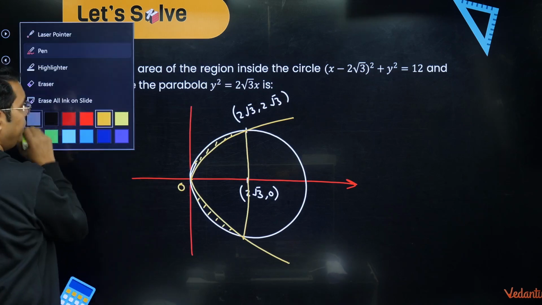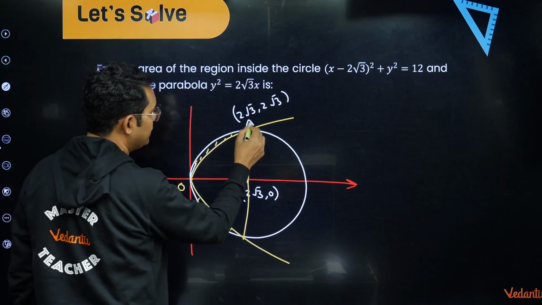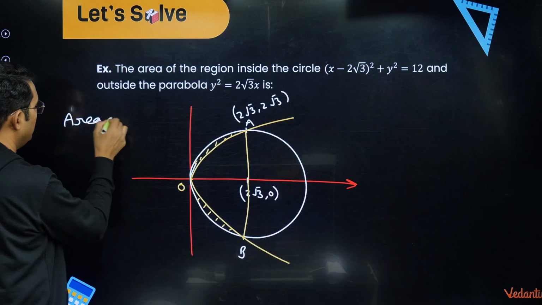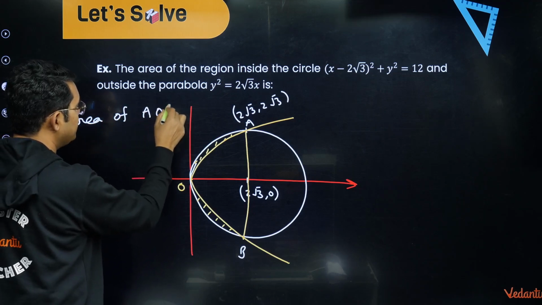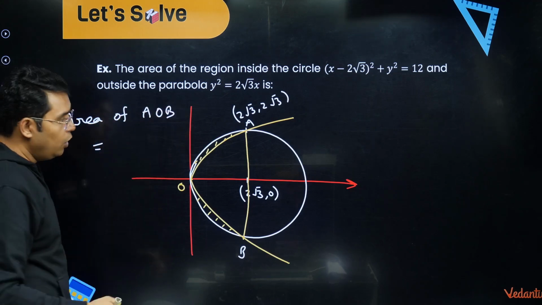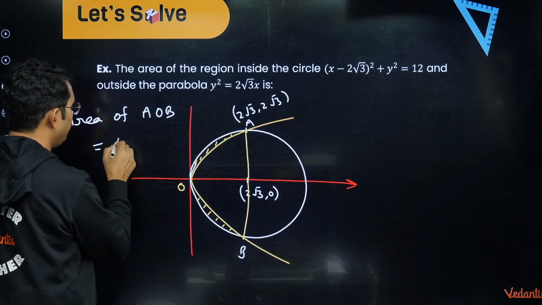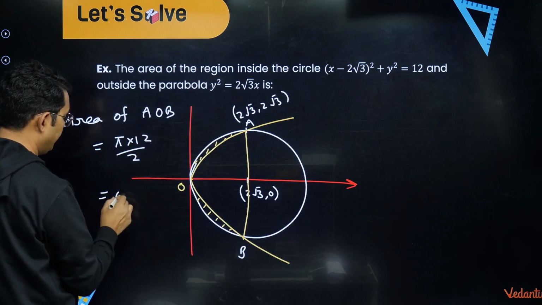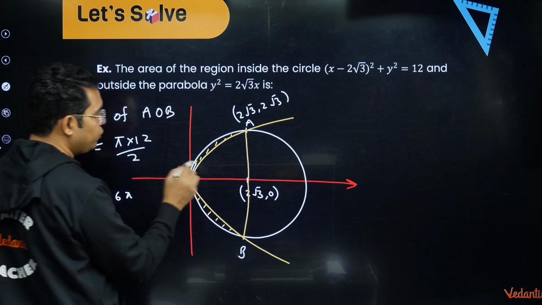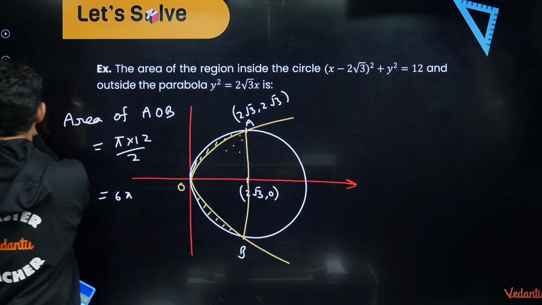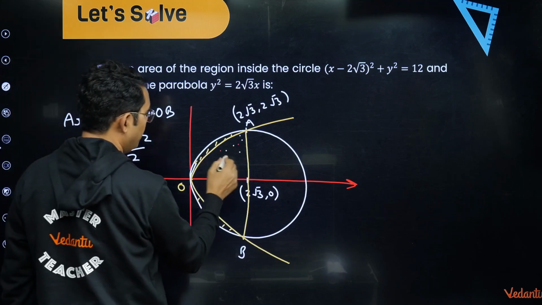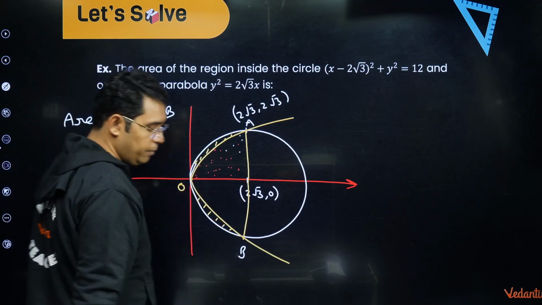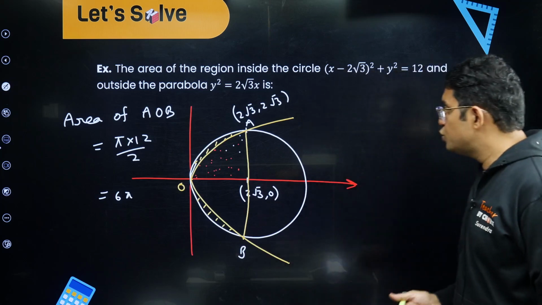First of all, the area of this circle: let me call this point A, this O, this B. The area of AOB is nothing but 1/2 of the area of the circle, that is πr² by 2, which is 12π by 2, so this is 6π. Now we have to find this area, and to do this you can do the integration, and you have one more method which I always use, the 2/3 theorem, sometimes.